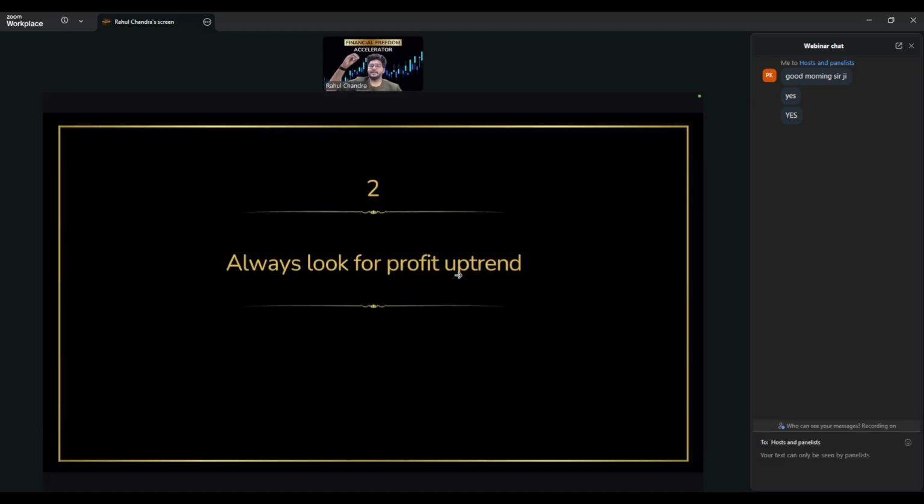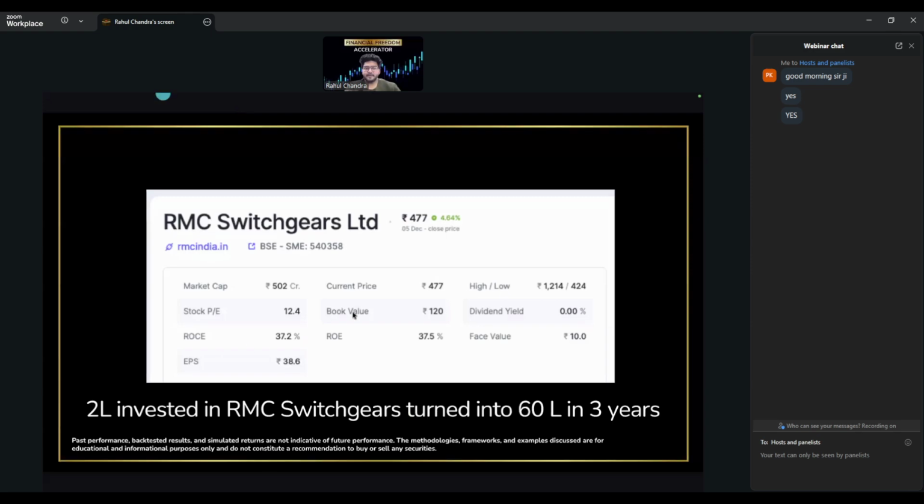Don't look for anything fancy. Are a loss making company, let's see. Don't need to. Just be disciplined enough to look for profit upturn. That is the second golden checklist that I want to share with you. For example, right? If you go back, take a look at RMC Switchgears, 2 lakhs invested in RMC Switchgears would have turned into 60 lakhs in 3 years, right? Okay. So that was checklist number one.